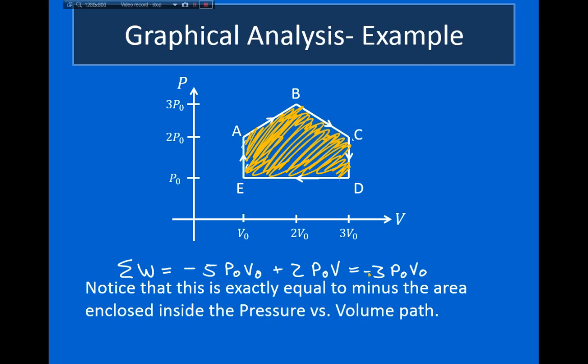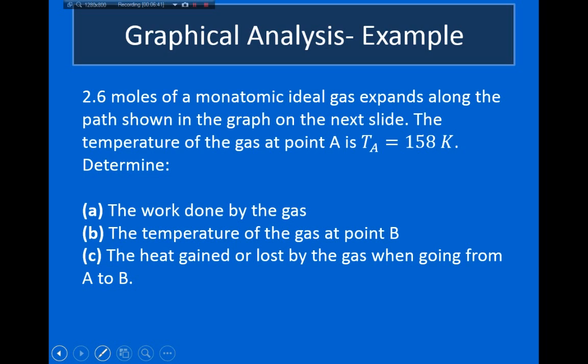So let's go ahead and look at one more example. This example says we have 2.6 moles of a monatomic ideal gas. It expands along a path that's shown on the next slide. The initial temperature of the gas is 158 Kelvin, and it's a three-part problem. The first part asks us to calculate the work that is done by the gas. The second part asks us to calculate the final temperature at point B. And then the third part asks us to calculate the heat that is either gained or lost by the gas when it goes from point A to B.